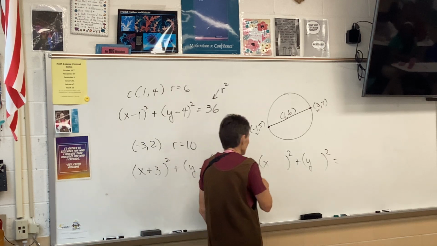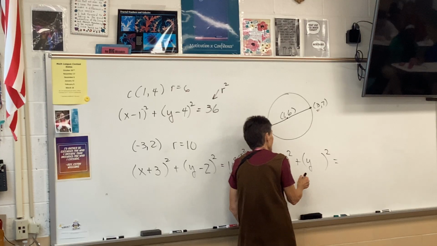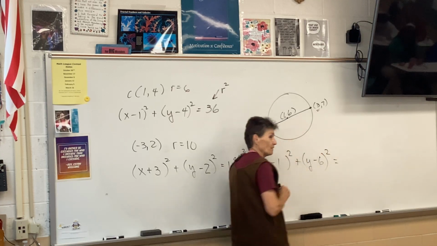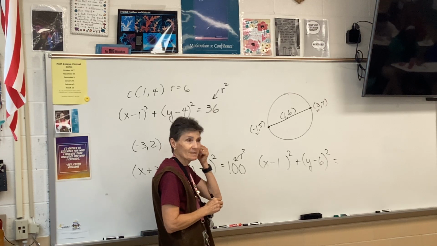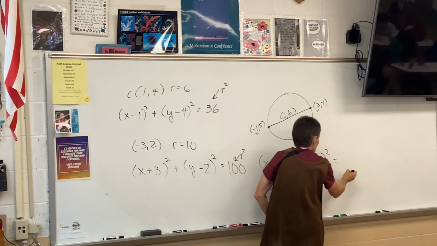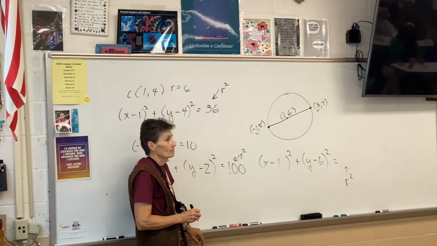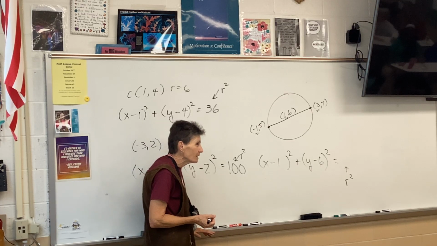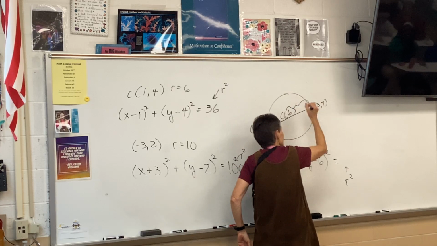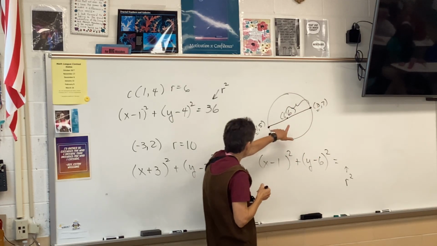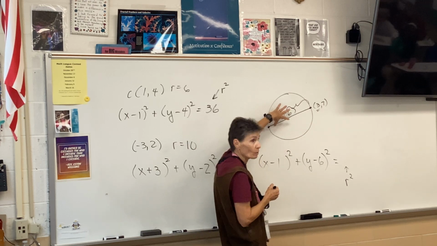So my equation will be x minus 1 plus y minus 6. Perfect. Now the only thing I'm missing is this, which is r squared. Obviously I need to know my radius. Would you agree that this right here is a radius? So would be this one, it doesn't matter, I'm using this one because there's no negatives, but this is also a radius.